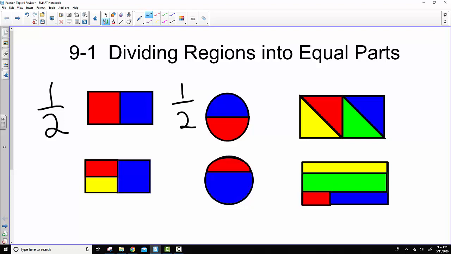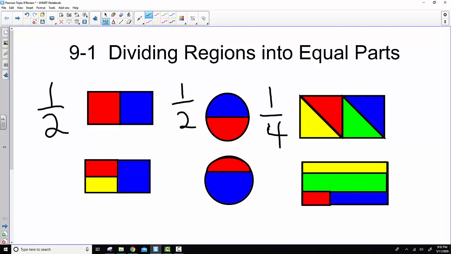When we look at the final rectangle, we see that this rectangle is divided into 4 equal parts. 1 yellow part, 1 red part, 1 green part, and 1 blue part. This rectangle is divided into fourths. Each of the colors is exactly 1/4 of the plane figure.